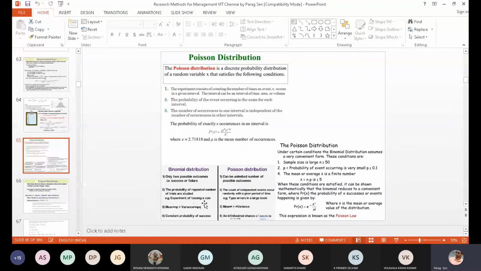Experiment of tossing a coin. The count of independent events occurs randomly within a given period of time. The mean is equal to np, which is greater than the variance, npq. Here the mean and variance are both given by lambda. Constant probability of success and infinitesimal chance of success.